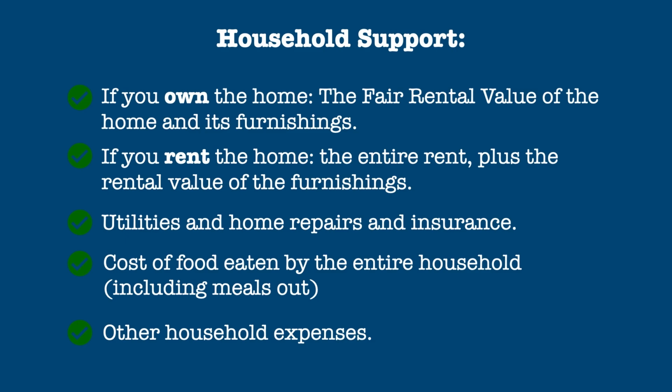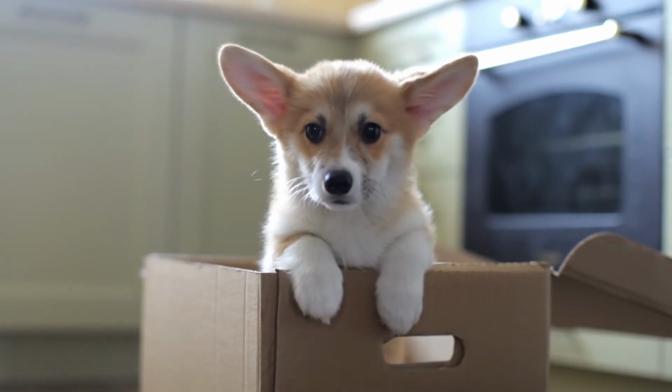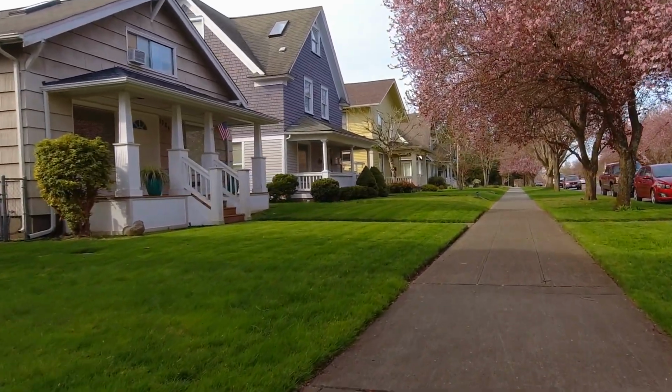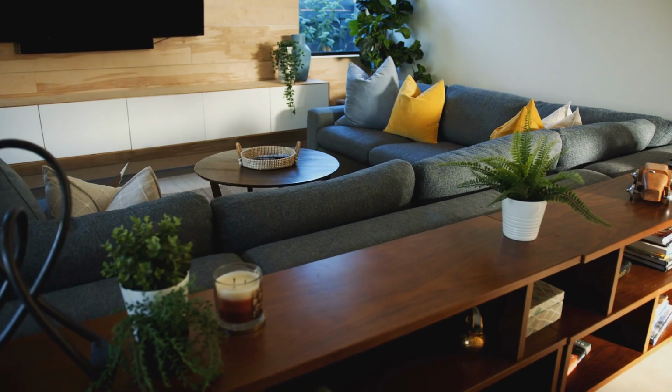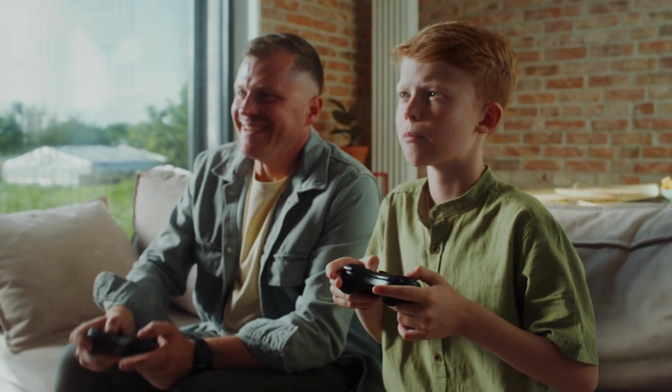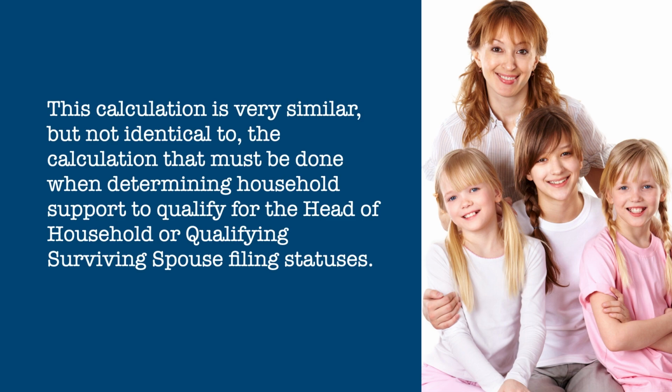Finally, any additional expenses that apply to the whole home are added, including cleaning supplies, pet care, pest control, and lawn care. Also included are large purchases, such as appliances, furniture placed in the common living area, and entertainment systems that the entire household can use. This calculation is very similar, but not identical, to the calculation that must be done when determining household support to qualify for the head of household or qualifying surviving spouse filing statuses.